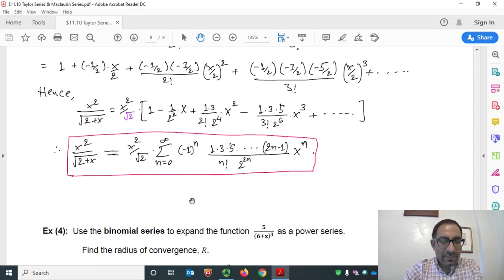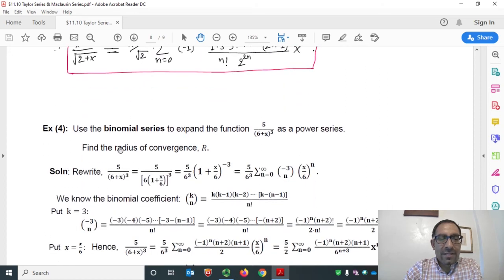Now let's move on. Example 4. Example 4 says, use the binomial series to expand the function 5 over (6 plus x) to the power 3 as a power series, and also find the radius of convergence R.